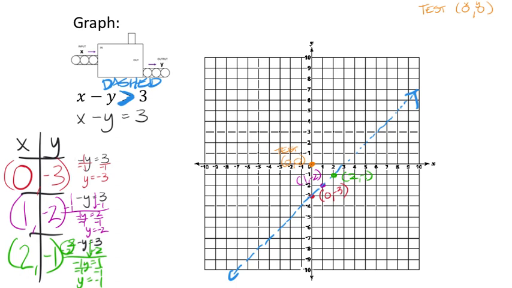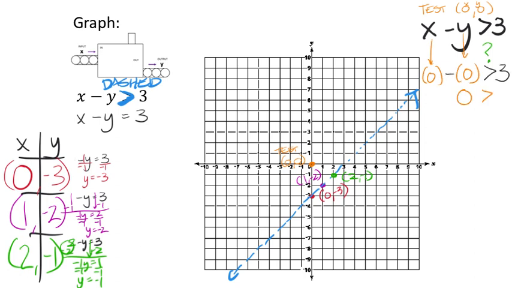So the inequality rather, because we do need to test the inequality, x minus y should be greater than 3. So in testing this, we already know we have an x value that's 0 and a y value that is 0. So it now shows 0 minus 0 should be greater than 3. Now I don't know if that's true, so I'm going to put a question mark over my inequality there. Well, as it turns out, I got 0 minus 0, which is just 0, and it's now showing that 0 is greater than 3.